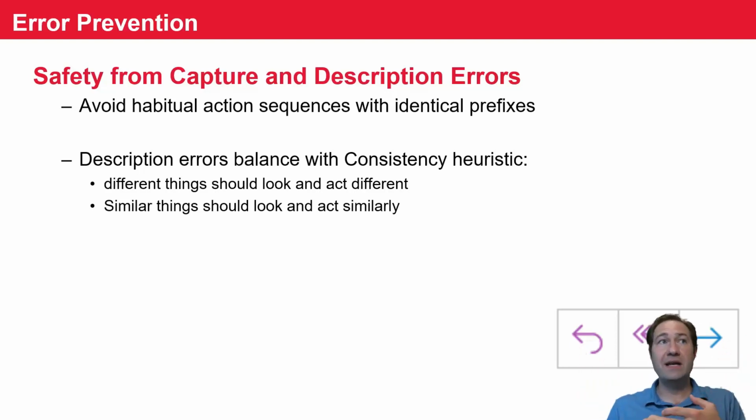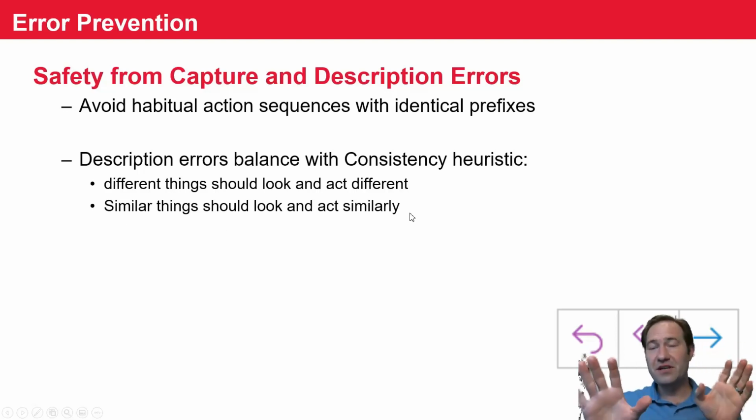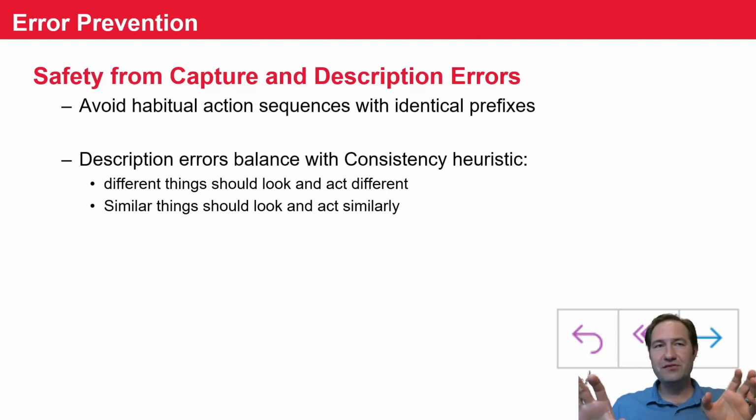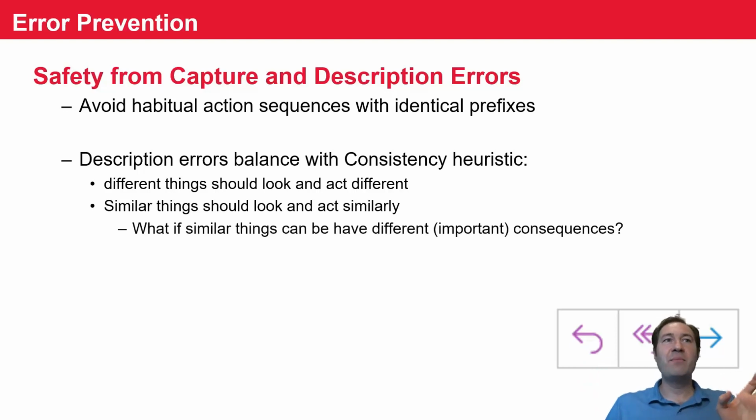It helps people learn how to use it. But what's going to happen is that different things should look and act differently, and similar things should look and act similarly, right? That's our consistency heuristic. You want similar things to do the same thing, but it induces this problem. What if the similar things can have different and important consequences, which can be really problematic? Like the faucet, right? The description error.